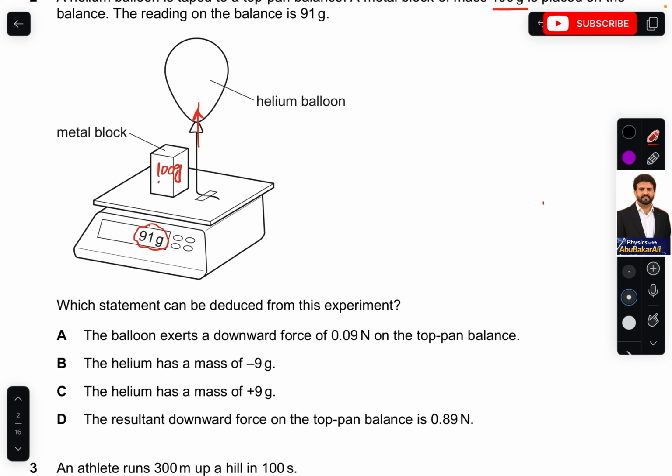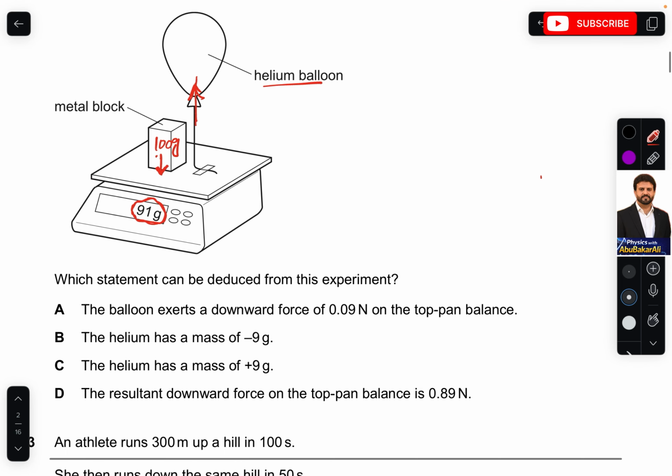But you need to keep in mind this balance always measures the weight. The weight of the block is cancelled to some extent because of this helium balloon, which is providing an upward force. So this reading represents the resultant force acting on the balance, and that resultant force is the difference of these two forces.